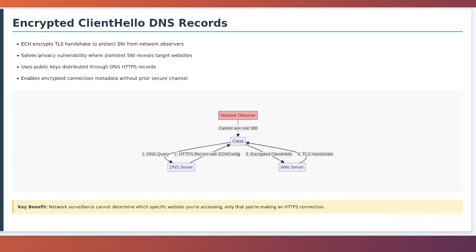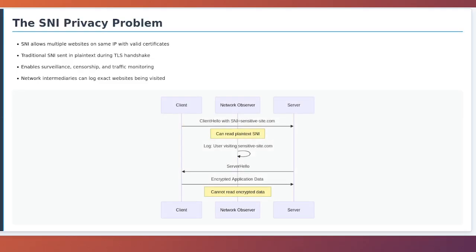This presentation will explore how these DNS records work, what information they contain, how clients use them to encrypt the ClientHello, and the operational considerations for deploying ECH in production environments. We'll examine the HTTPS DNS record type, the ECH config structure, and the complete flow from DNS query to encrypted handshake.